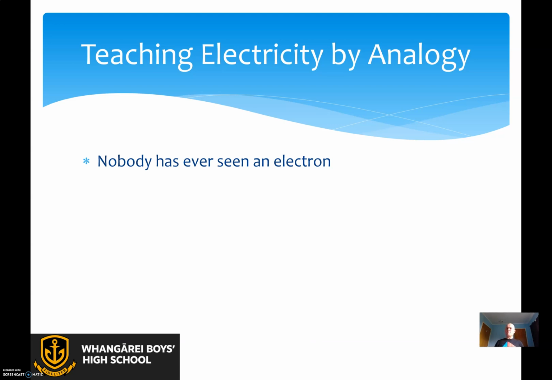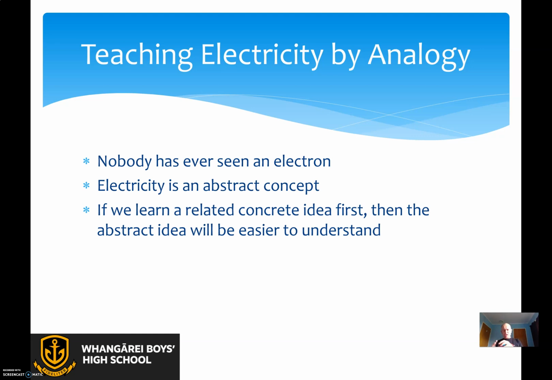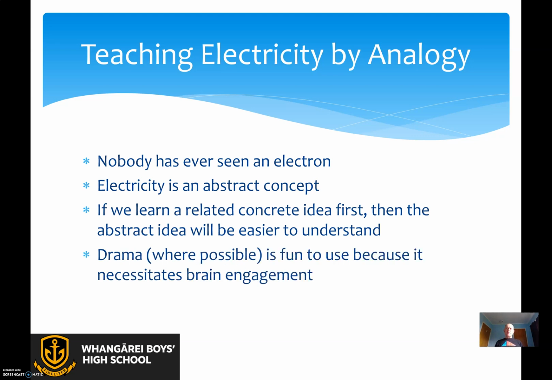Nobody's seen an electron. I'm going somewhere with this. One bloke I met said he thought he did, but I don't think he was right. Electricity is an abstract concept that's hard to think about. So if we learn a related idea that's a concrete idea, something we can touch, like this plastic box, it's a concrete thing. Whereas hunger is an abstract idea. Electricity is an abstract concept. It's hard to get your finger on. So sometimes I use drama, but we certainly can't do it now because we're all not together.